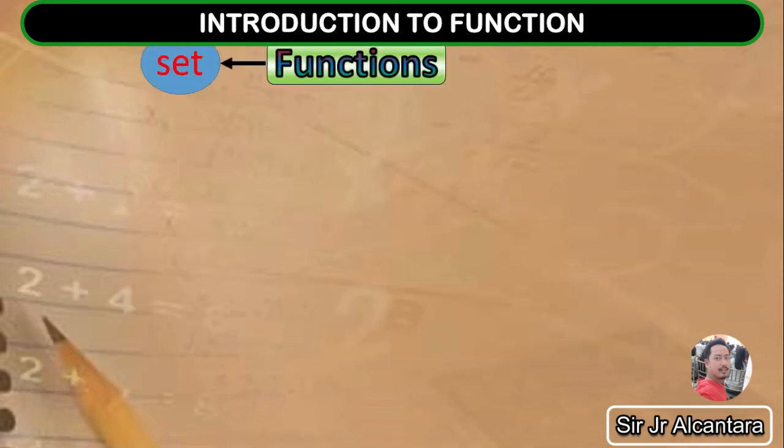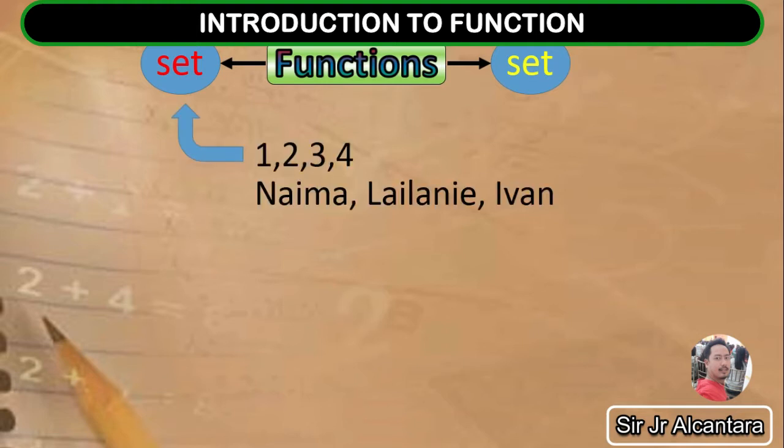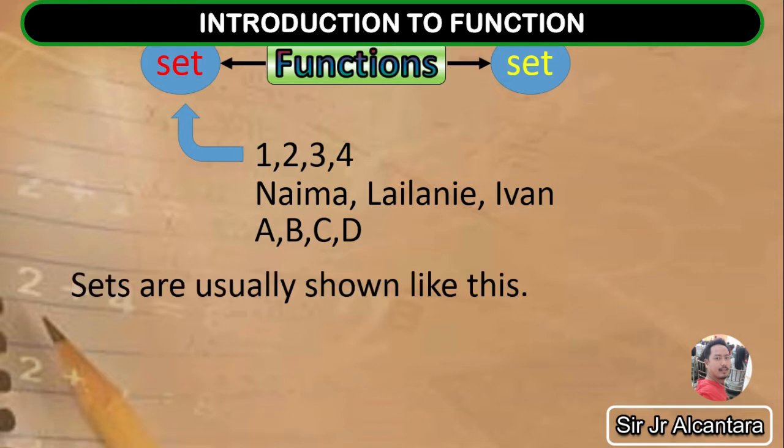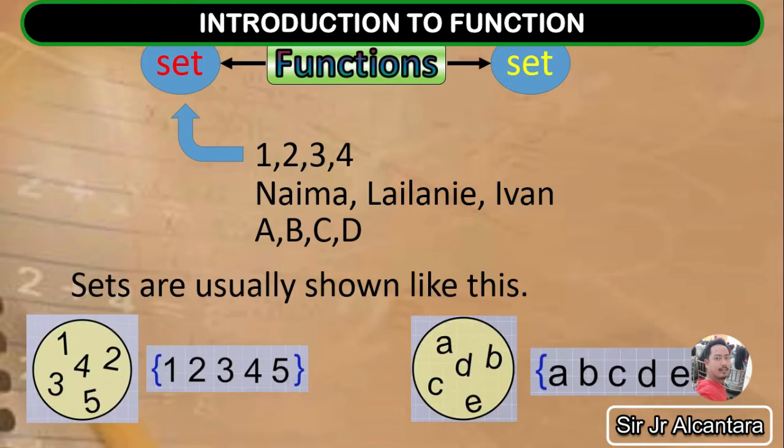Sa functions, ang set, i-connect sa another set. Ang set is 1, 2, 3, 4. Naima, Lailani, Ivan. Mga pangalan yan. Una naman, numbers. Basta collection. Ito, A, B, C, D. So, letters. So, yan ang example ng set. Sets are usually shown like this. So, ganyan pinapakita ang set.